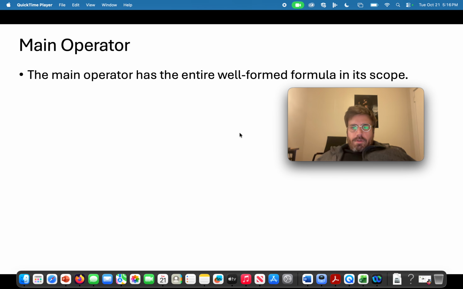Greetings, everyone. In this video, we are going to continue our study of propositional logic, some of the properties of propositional logic. And in particular, I would like to focus on the idea of the main operator. And the main operator essentially refers to the most important logical operator in any complex sentence.